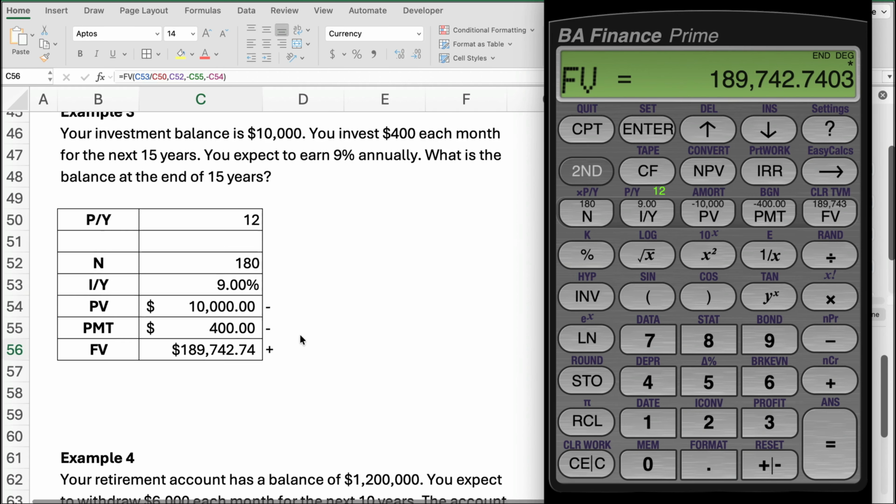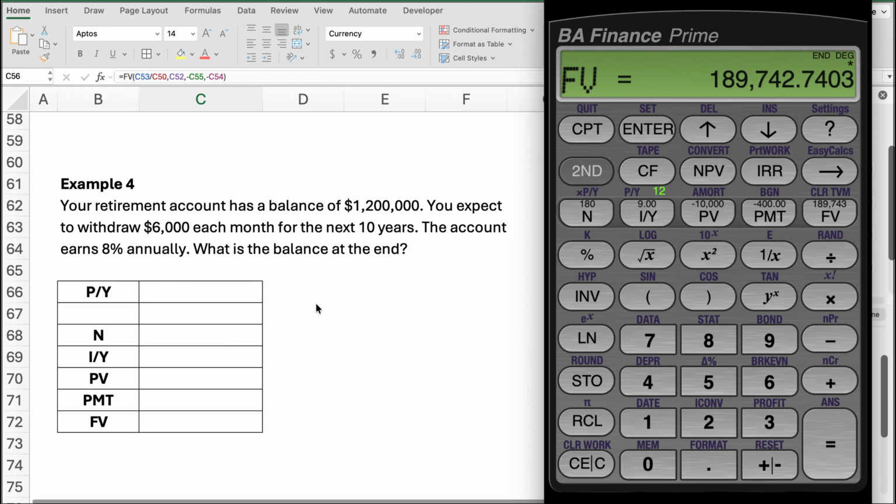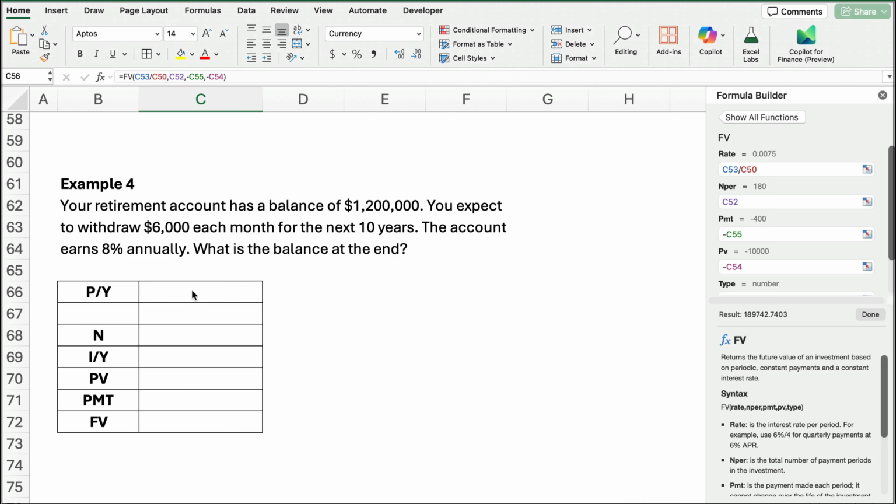Okay, one more on to calculate future value. So let's say we have a retirement account and it has $1.2 million. You expect to withdraw $6,000 each month for the next 10 years. The account earns 8% annually. What's the balance at the end of those 10 years?